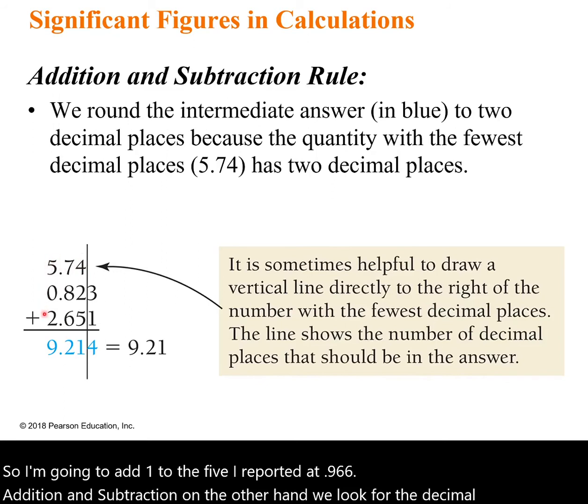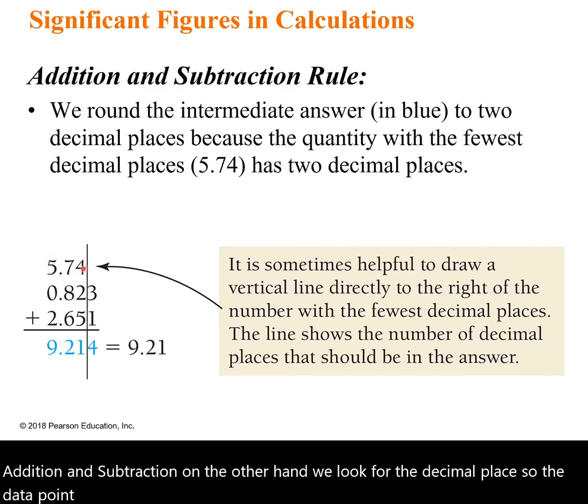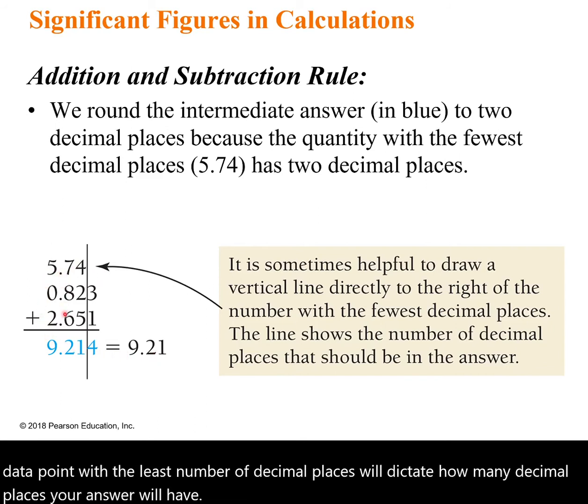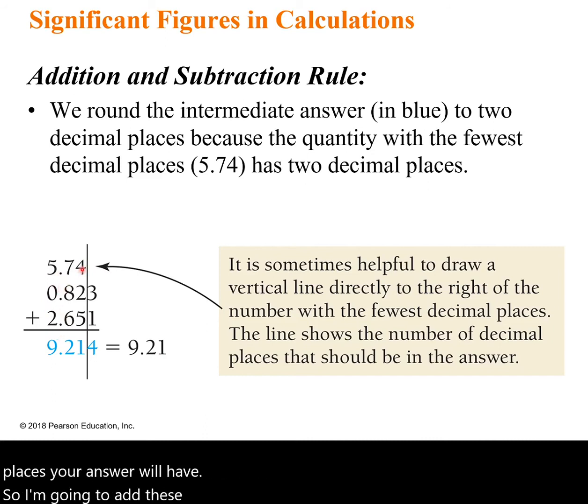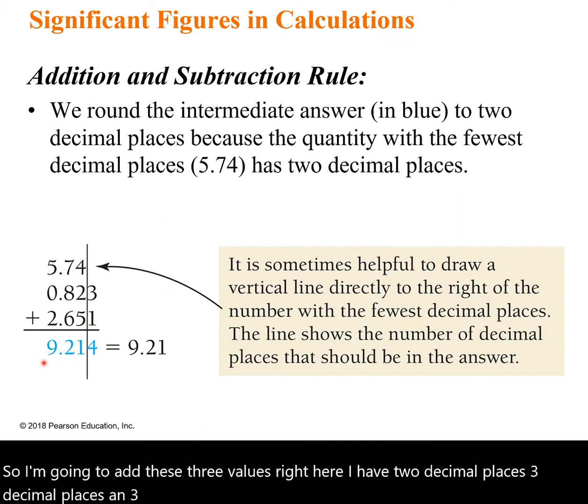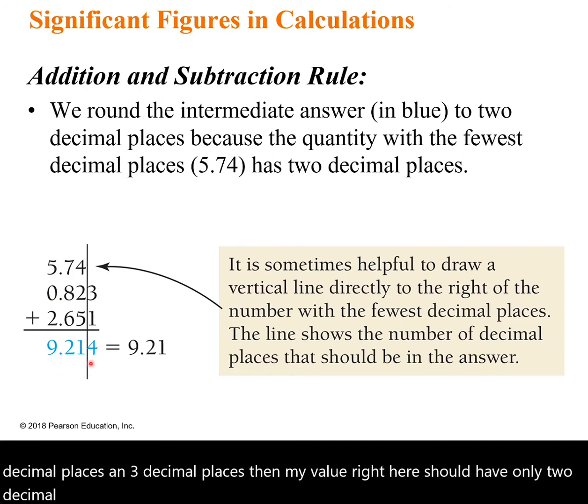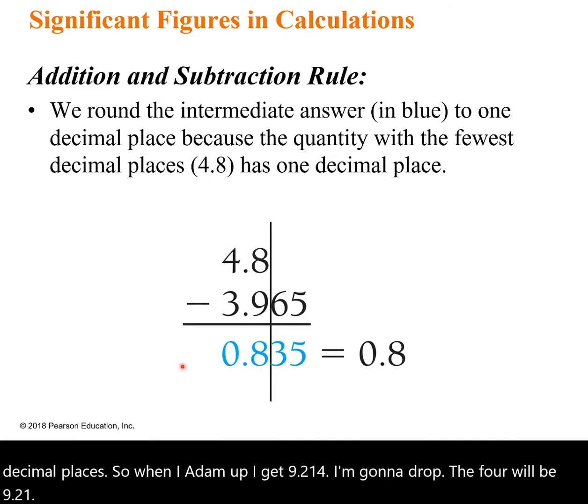Addition and subtraction, on the other hand, we look for the decimal place. So the data point with the least number of decimal places will dictate how many decimal places your answer will have. So I'm going to add these 3 values right here. I have 2 decimal places, 3 decimal places, and 3 decimal places. Then my value right here should have only 2 decimal places. So when I add them up, I get 9.214. I'm going to drop the 4. It'll be 9.21.